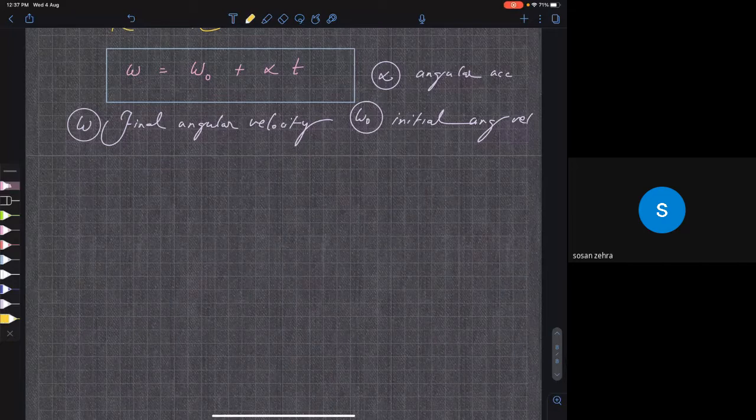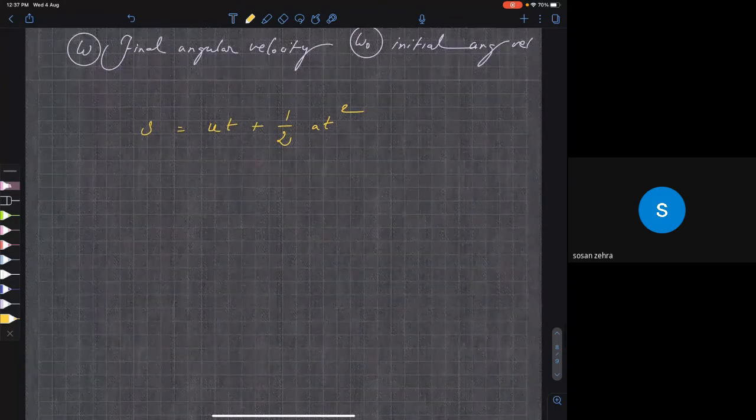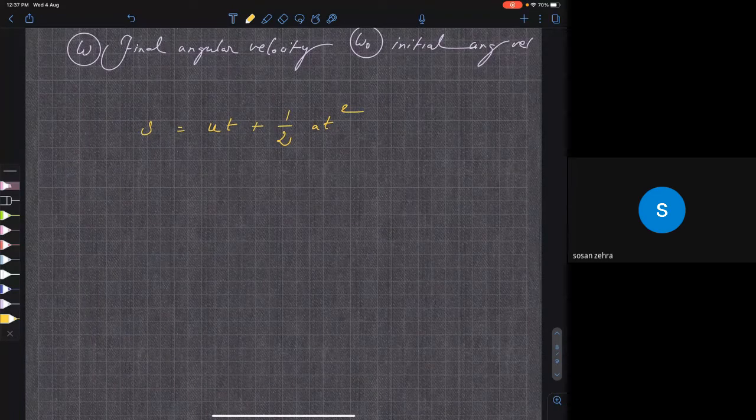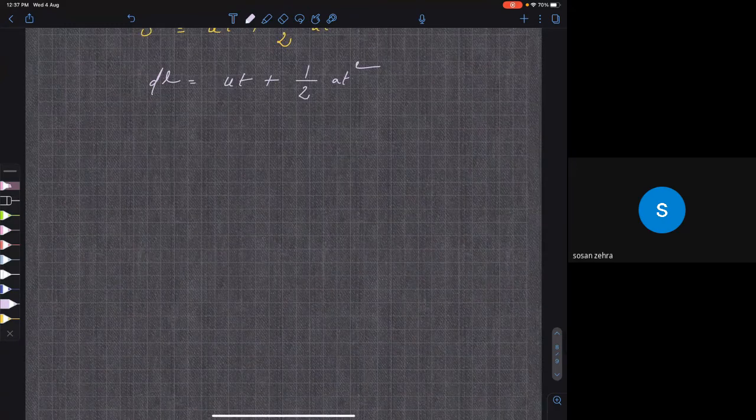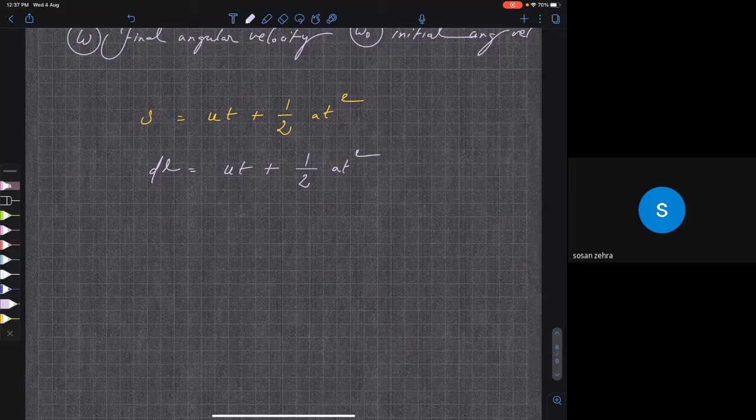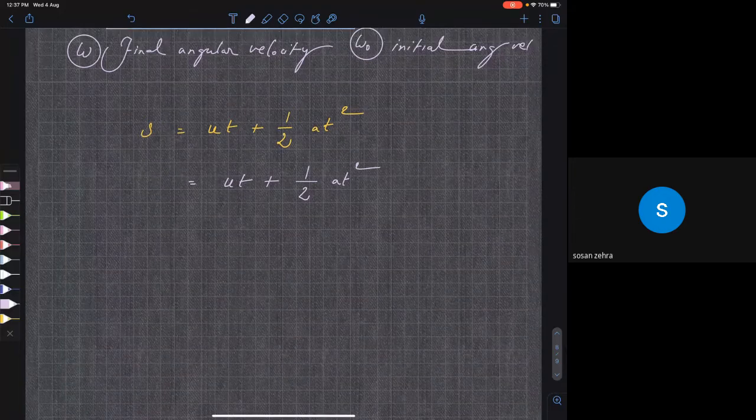What about this? s equals to ut plus half at square. What will we write in place of s? We can write ds. So I'm just changing it. ds equals to ut plus half at square. Or let us keep s only.